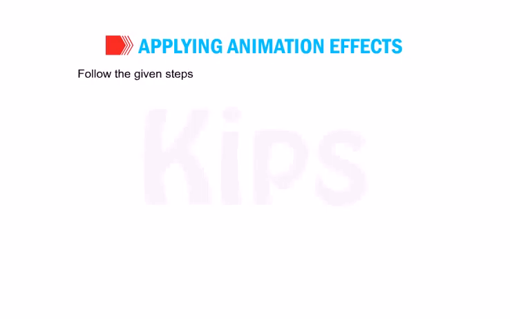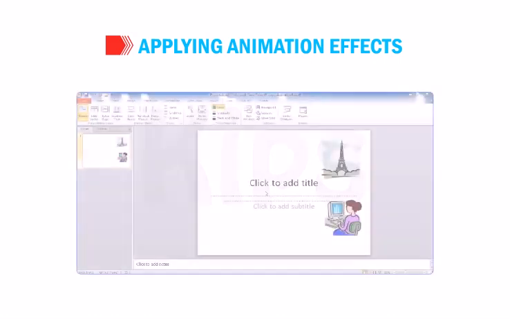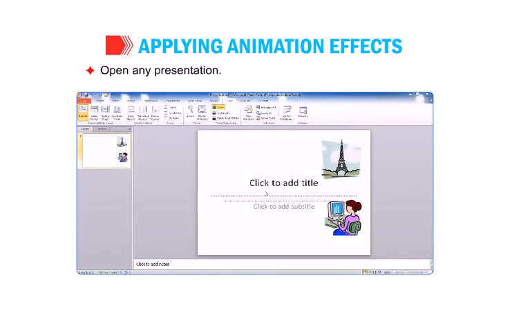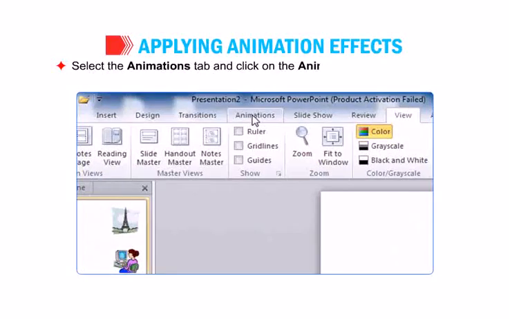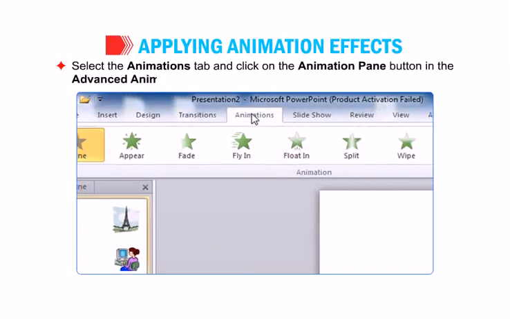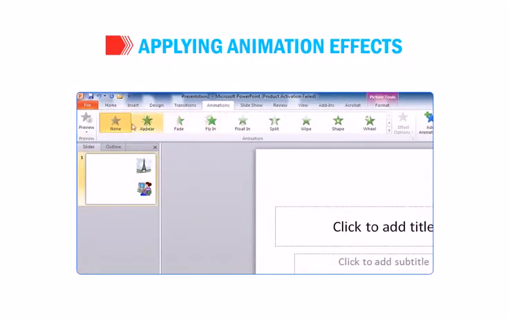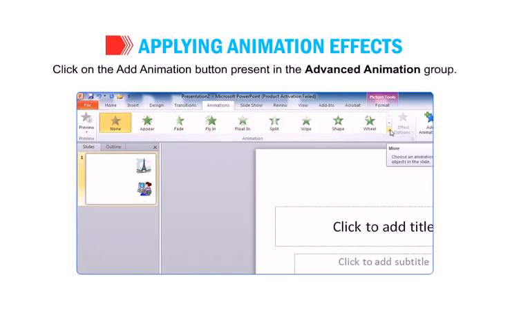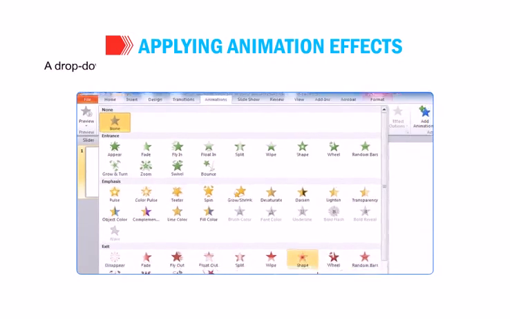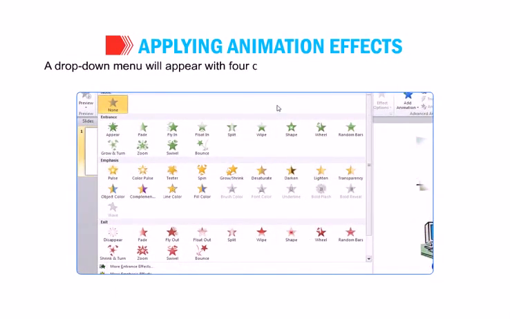Follow the given steps to make specific changes to text and objects. Open any presentation. Select the object you want to animate. Select the Animations tab and click on the Animation Pane button in the Advanced Animation group. Click on the Add Animation button present in the Advanced Animation group. A drop-down menu will appear with 4 different kinds of animation effects, which are as follows.